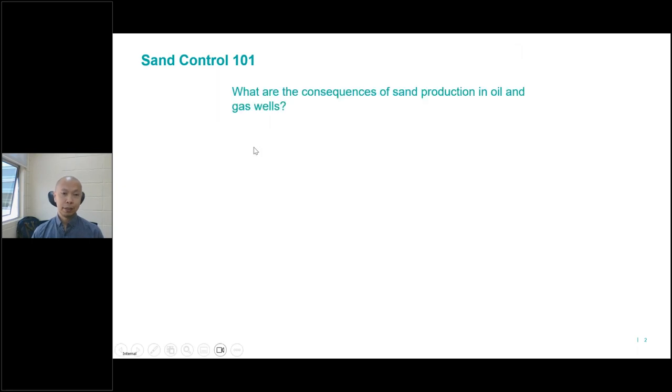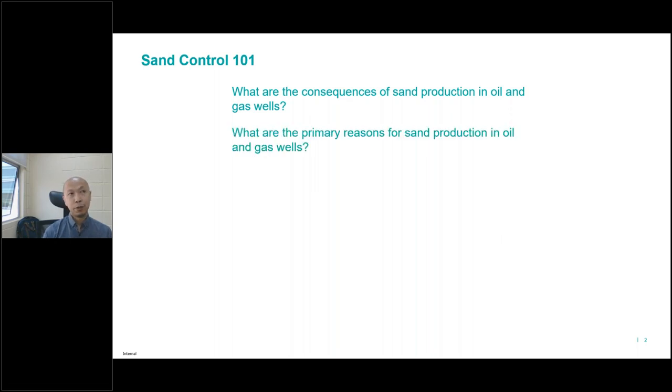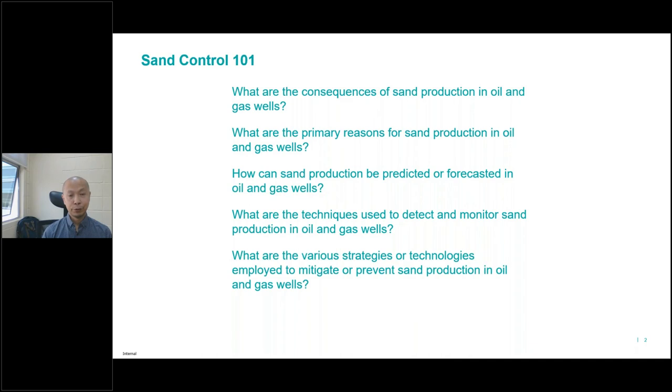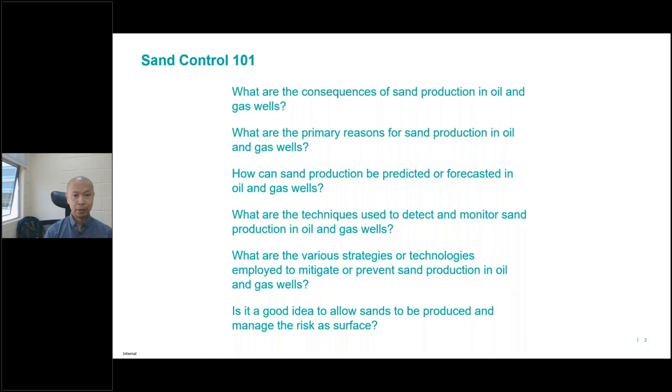We can start with the first question: why does preventing sand production from our oil and gas wells matter to us? What are the consequences of uncontrolled sand production? Then we continue with what mechanisms govern sand production. What causes sand production? The next question is, how can sand production be predicted or forecasted? And what are the techniques normally used to detect and monitor sand production? Then we continue with the various strategies and technologies that we employ to mitigate and prevent sand production. And last but not least, we discuss whether it's a good idea to allow sand to be produced and manage the risk at surface.